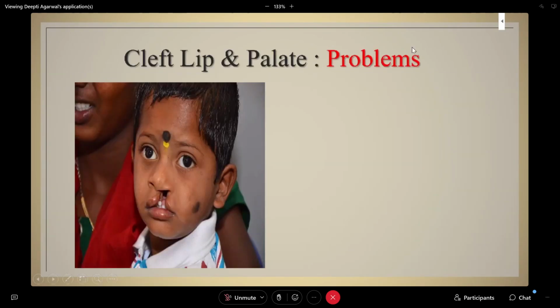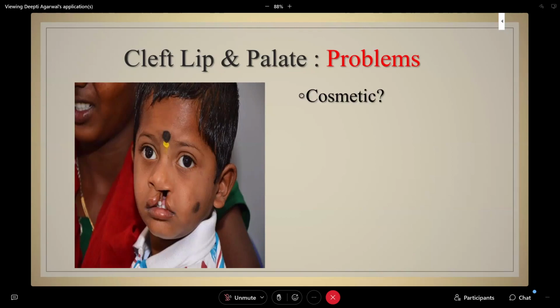So now, what are the problems you will associate? What are the implications of this clefting? Why can't we leave it alone? The problem, as obvious, is cosmetic due to the visible deformities. Then, is it only cosmetic or does it go deeper? Yes, why not? Feeding. How will the child feed?